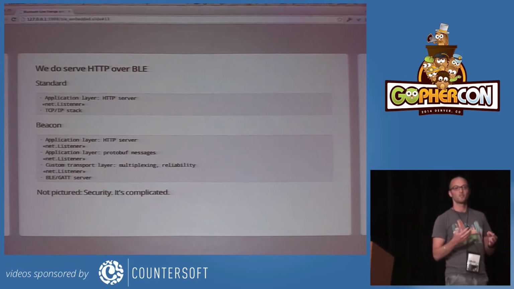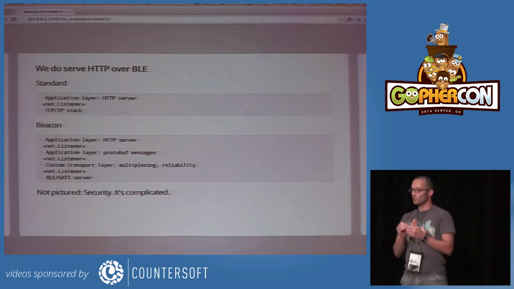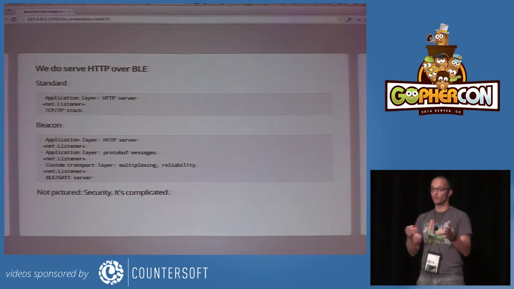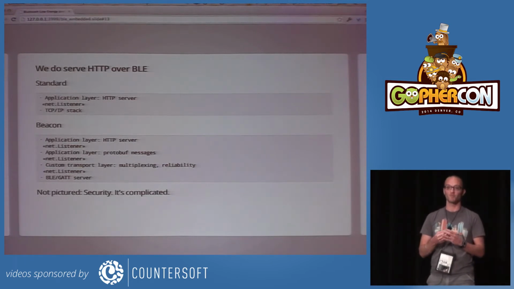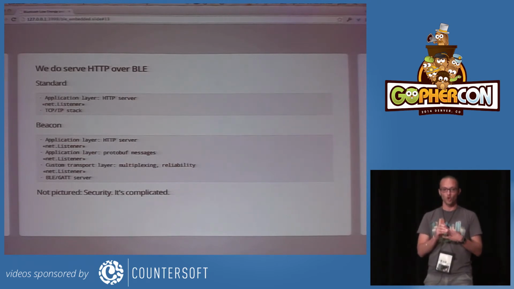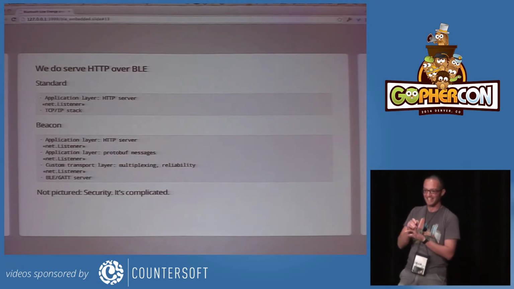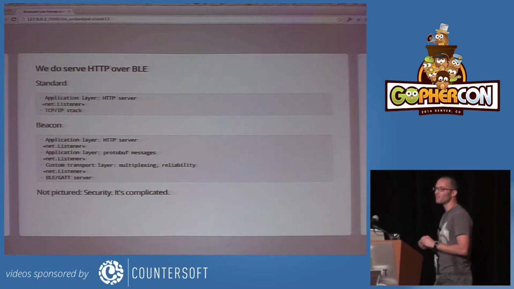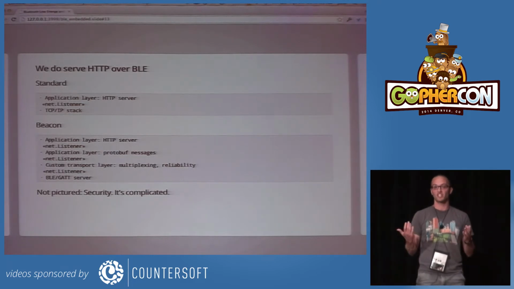You write some HTTP handlers, and you hook it up, and you're off to the races. With Beacon, we start with this low-level GATT server using write and notify characteristics, which get exposed via a net.Listener. And then we have a custom transport layer, which provides the things that you would expect roughly from TCP, multiplexing and reliability. We didn't use TCP because the TCP packet overhead is 20 bytes, which is our MTU. So that wasn't going to work. We did something much simpler than TCP that worked for our purposes. And at the end of it, the awesome thing is it gets exposed just as a net.Listener.